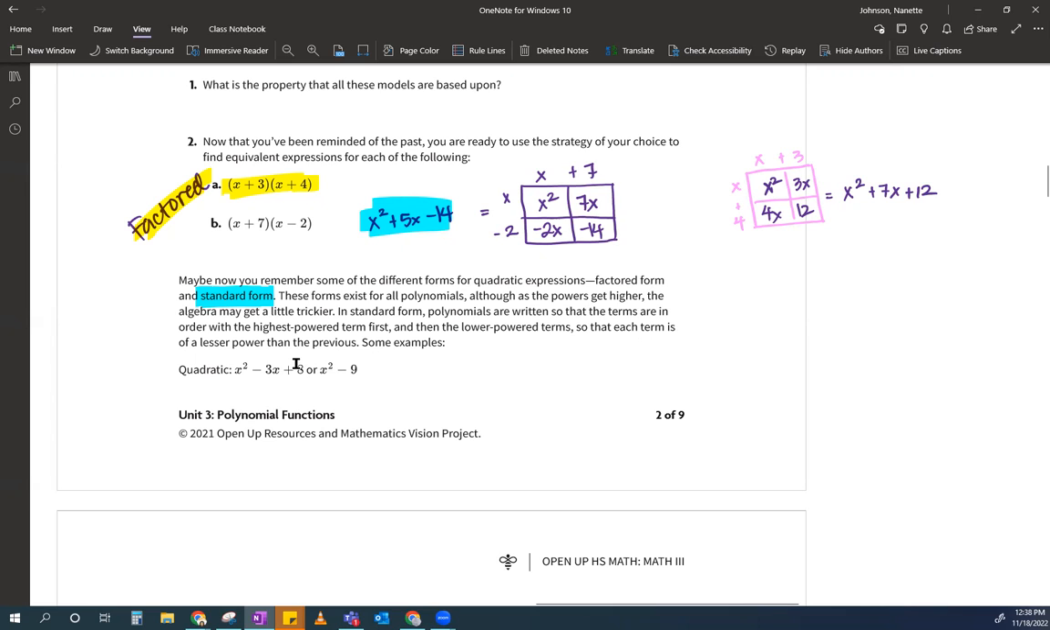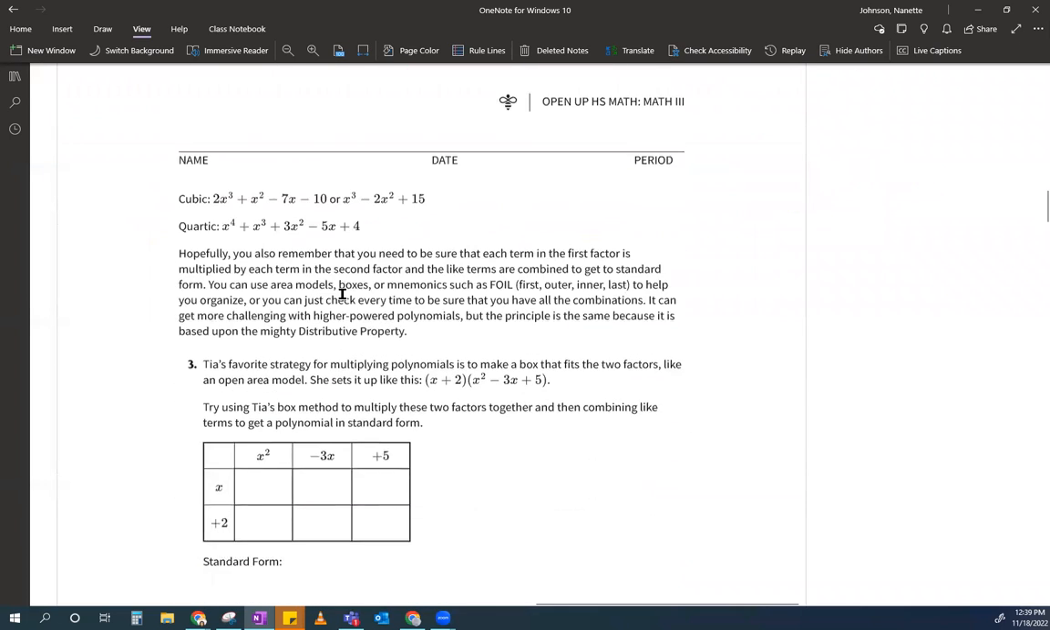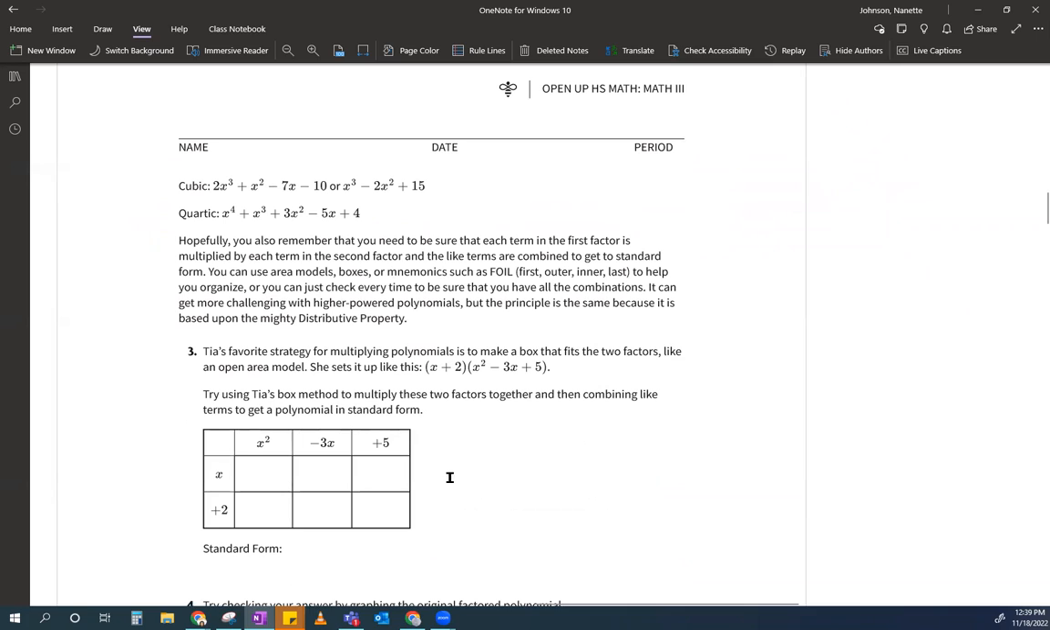So here's an example of it written in order. Rarely will you ever see me write something like -9 plus x squared. I don't like that. That makes me think of how Yoda talks, right? Bathroom have to go I. Everybody understands what you're saying, Miss Johnson or Yoda, but it's not clear. So here's some cubic examples. Here's a quartic, to the 4th power.